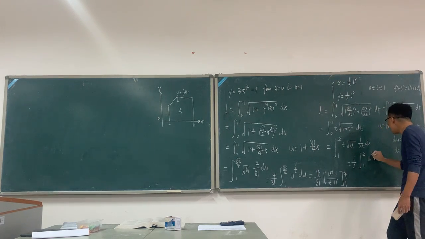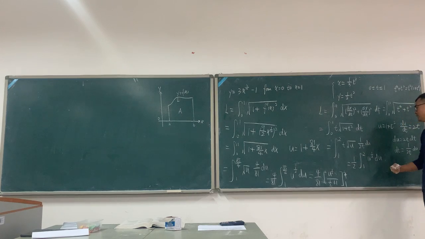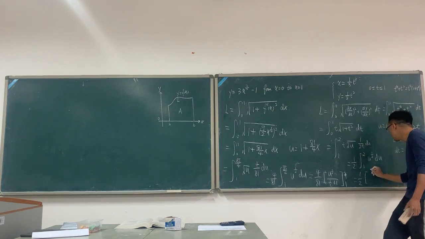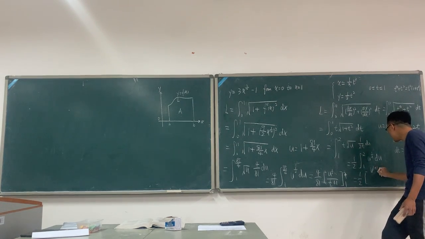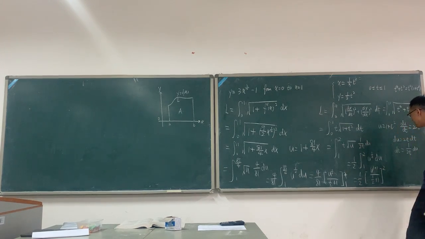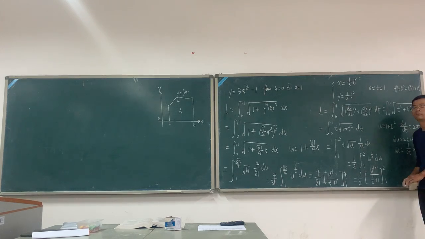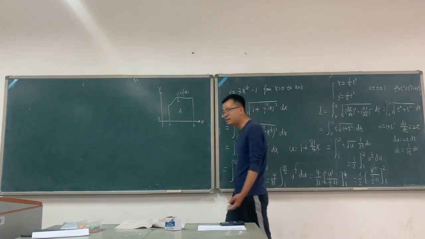of u to the 1/2 power du. The antiderivative is u to the power 1/2 plus 1, divided by 1/2 plus 1, evaluated at 2 minus evaluated at 1. So you compute it. I think it's easy.